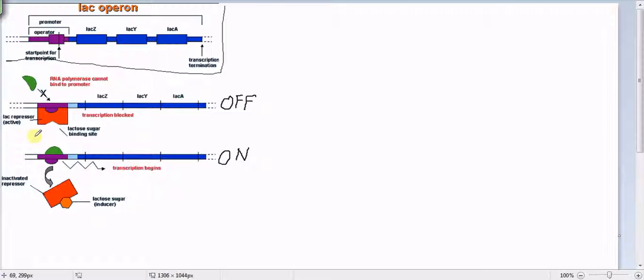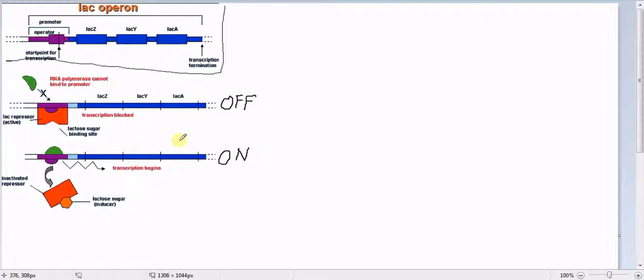The RNA polymerase binds to the purple promoter site. And now you can see this arrow here, transcription begins, the RNA polymerase moves down here and transcribes these three genes, and then they'll go into the cytoplasm for translation, and we'll make those proteins, those enzymes, and those enzymes will then digest lactose.